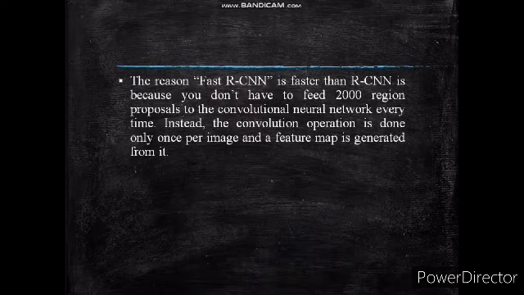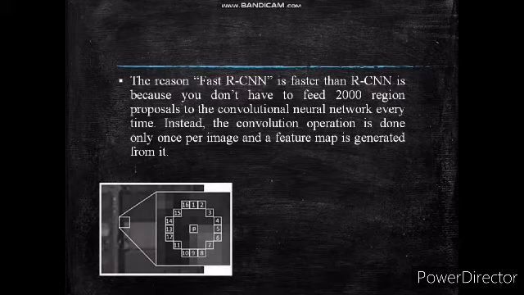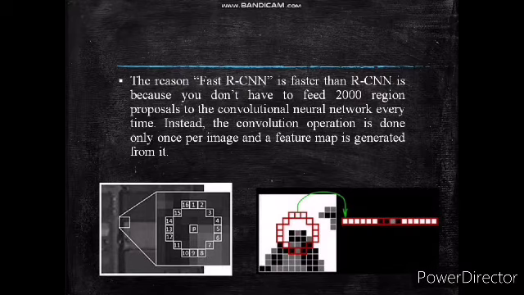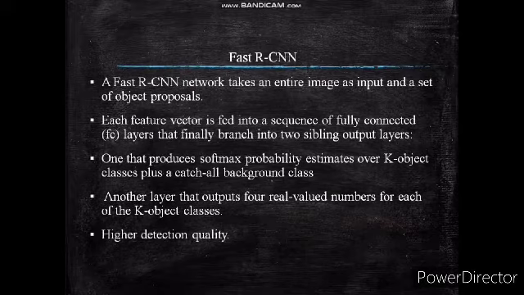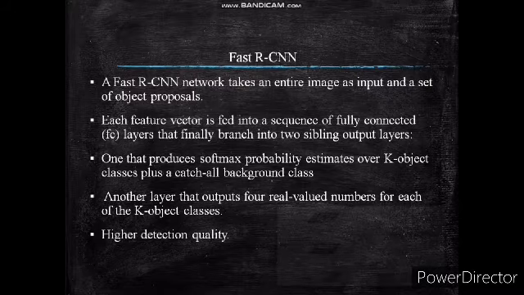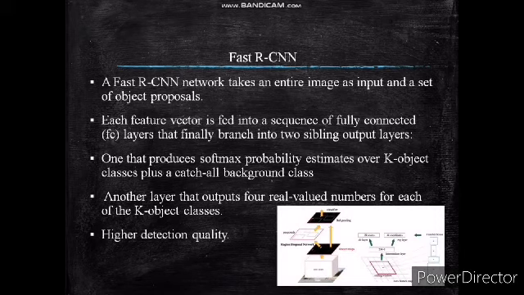The reason why Fast R-CNN is faster than R-CNN is that you don't have to feed 2000 region proposals to the convolutional neural network every time. Instead, the convolution operation is done once per image and the feature map is generated from it. Each feature vector is fed into a sequence of fully connected layers that finally branches into two sibling output layers. One produces softmax probability estimates over K object classes plus a catch-all background class. Another layer outputs four real-valued numbers for each of the K object classes. It has a higher detection quality.